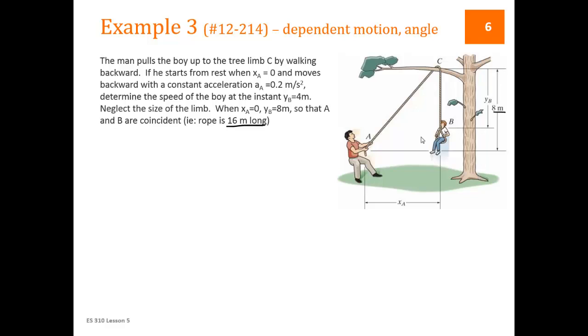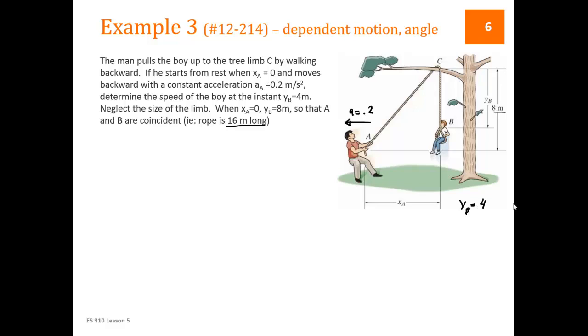Then he starts walking backwards, right? So he's going this direction with an acceleration of 0.2. And he walks a distance XA, and in walking the distance XA, the boy goes up until YB is 4.